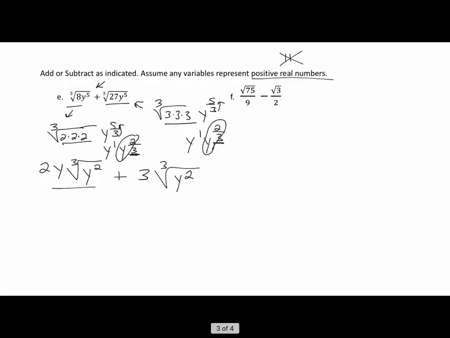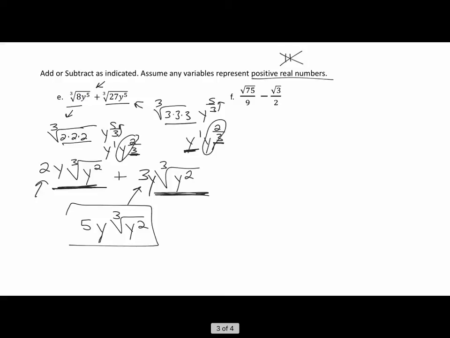So now I have these two terms, and oops, I forgot the y outside, this y. They are both y cubed root y squareds, so I just add the numbers in front. 2 plus 3 is 5y cubed root y squared. So all of this has to be the same, and it is, to simplify to this expression.